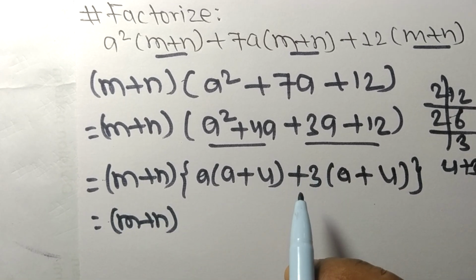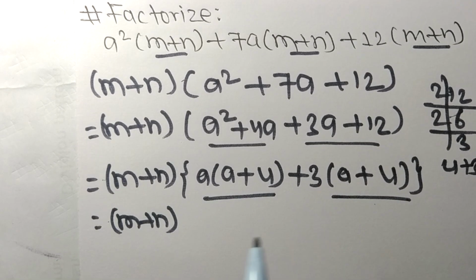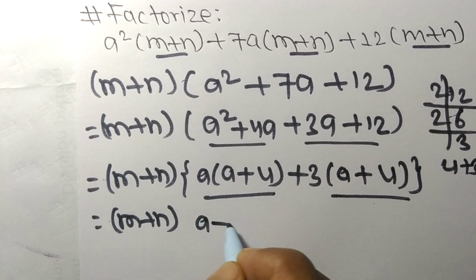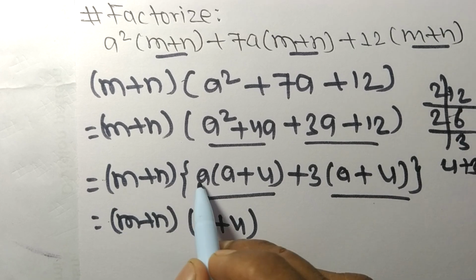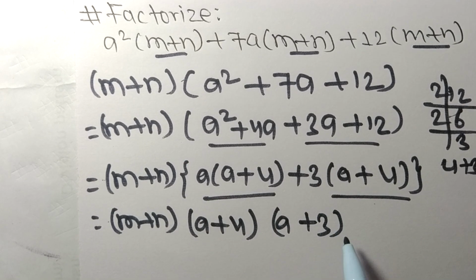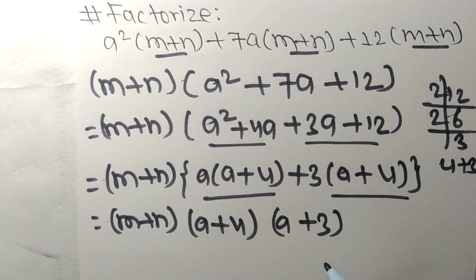So now we again find the common factor in this first and last expression. So both contain a plus 4. So a plus 4 is common, and the remaining here are a and a plus 3. So these are the required factors. So this much for today, and thanks for watching.